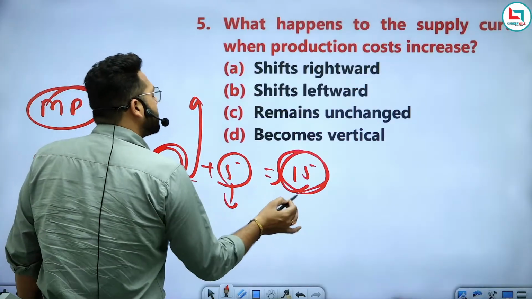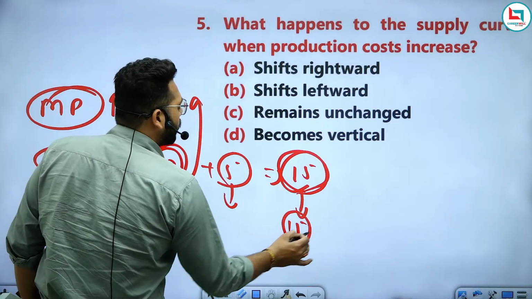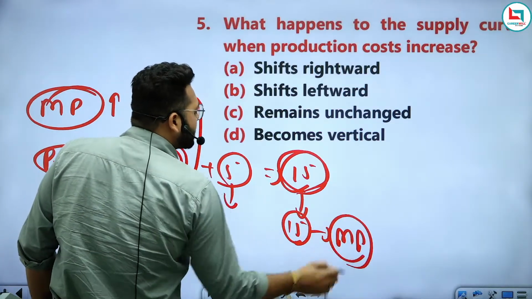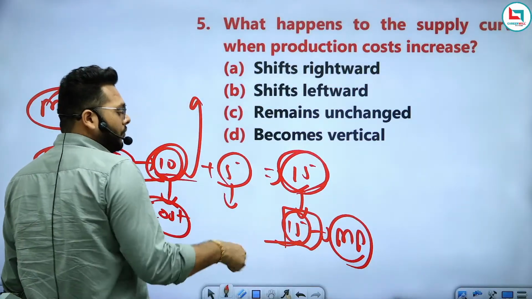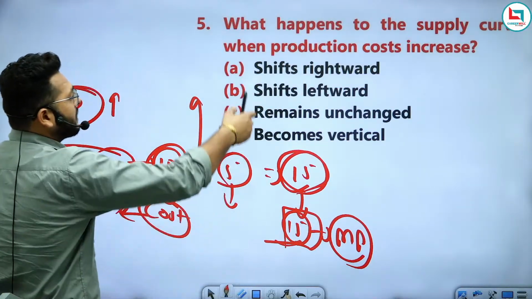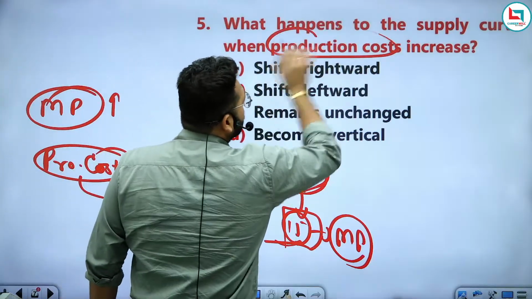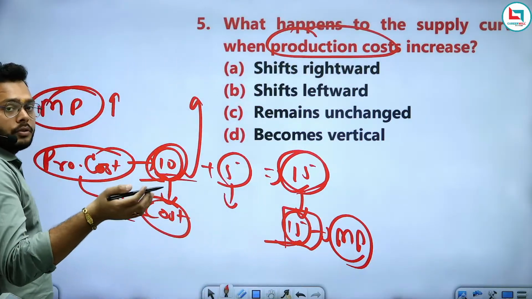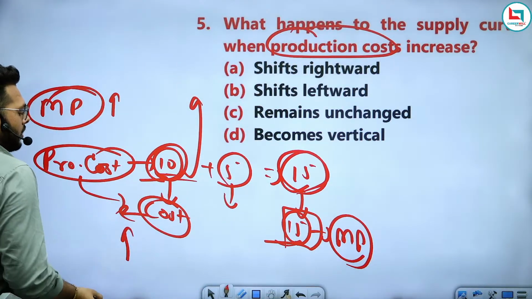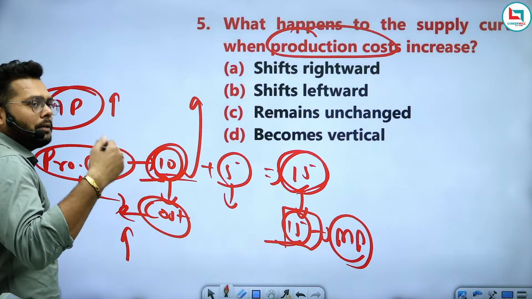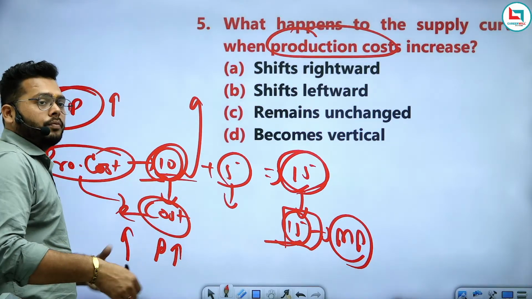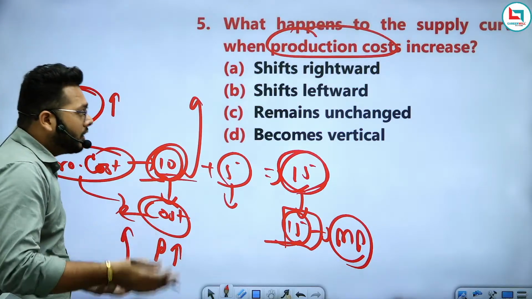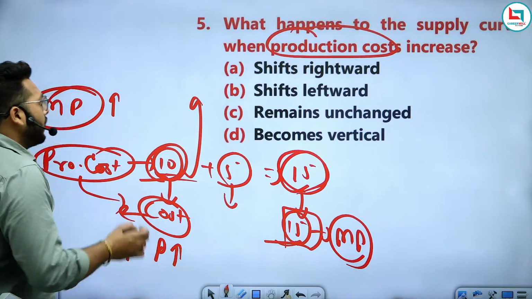Now the final price will be 15. This is the market price. Actually, supply decreases or increases depending on the market price that we see. But the question is asking, if the production cost increases, what will you be able to see? Is there any possibility that the producer will produce more of the goods? Definitely not.